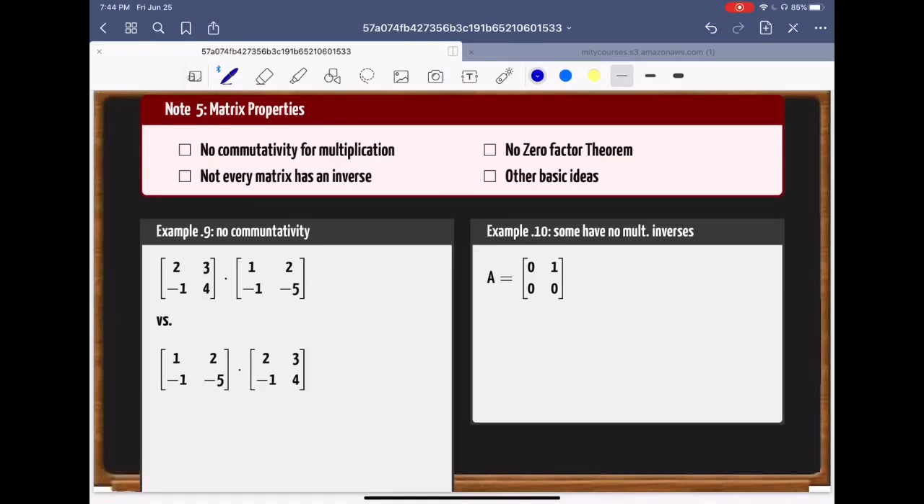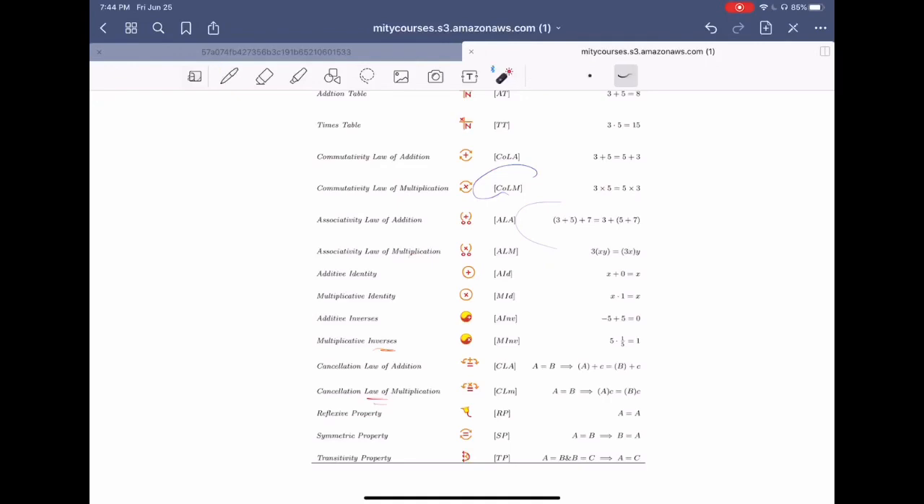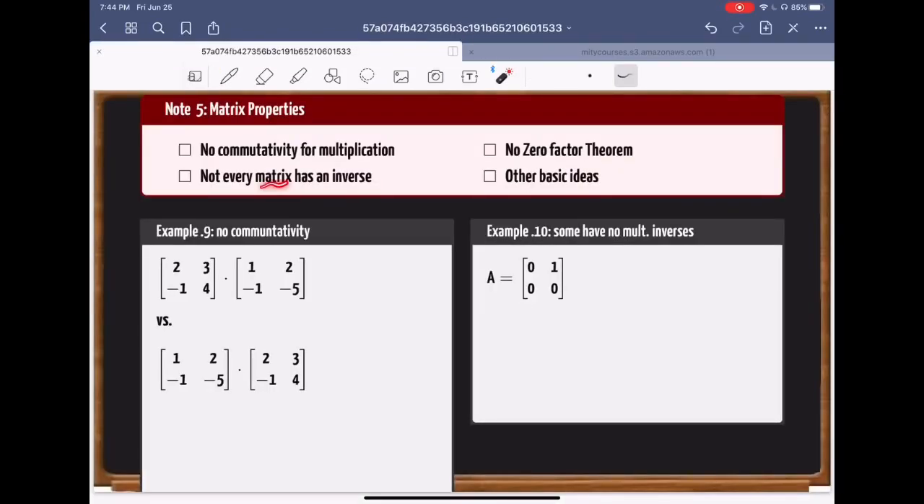Okay, I want to emphasize this thing I said earlier. The matrices do not commute. This part right here fails, and sometimes they don't have an inverse. Those two things fail. So I want to really, really emphasize that there's no commutativity for multiplication. There is for addition, but not for multiplication. Not all matrices have an inverse. There's no zero factor theorem, and I'll talk a little bit more about that. But let me emphasize this one for now.